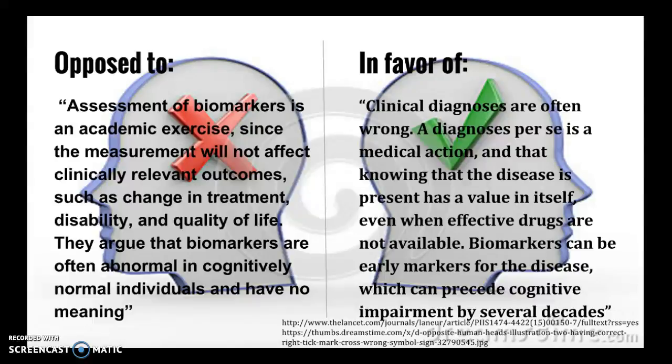And I definitely agree with this. I think that by using biomarkers, the field of science is able to extend on, and that maybe later on in the future, there will be a cure and a treatment for Alzheimer's disease.